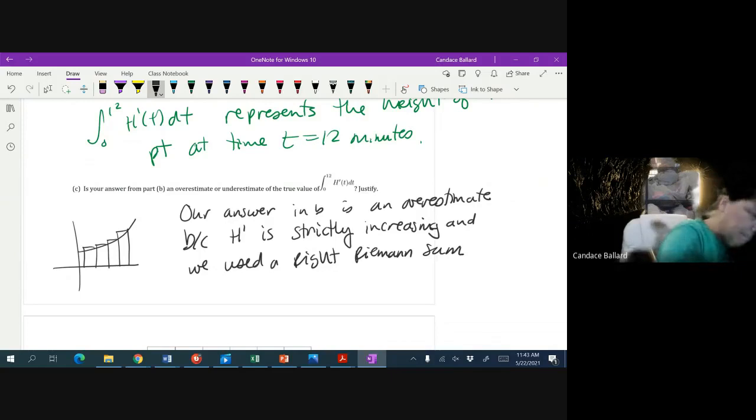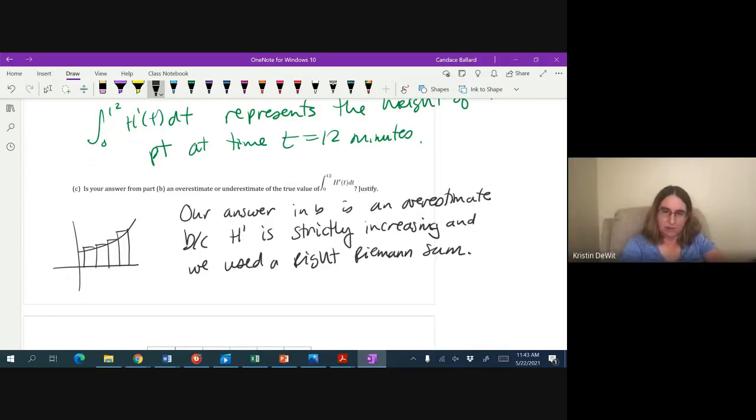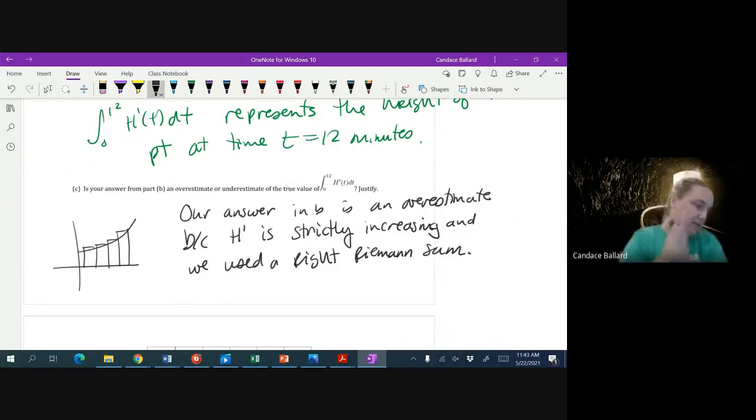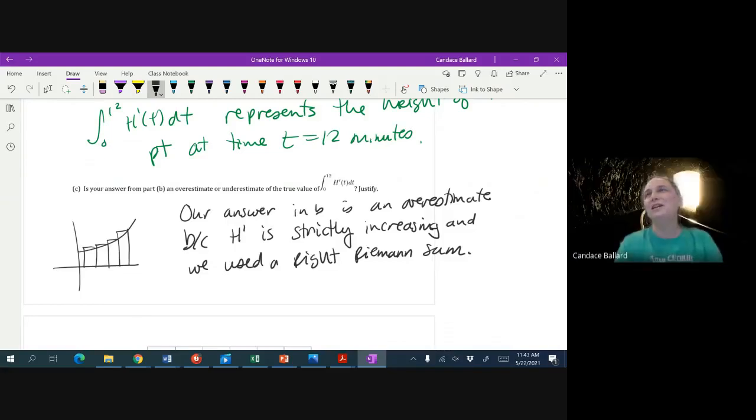Yeah. And it does kind of say that in the problem because it says the sand pile is always growing. I just like the word strictly better. I do too, yeah. See, Mrs. DeWitt and I think a lot alike.